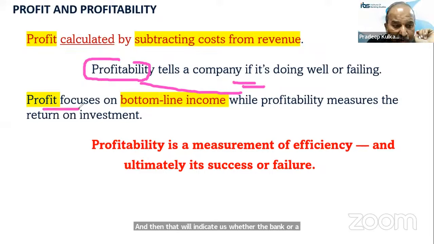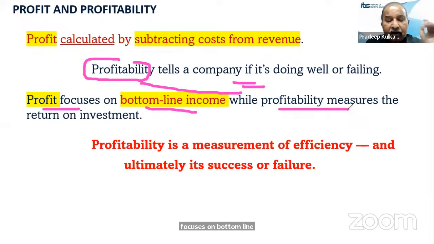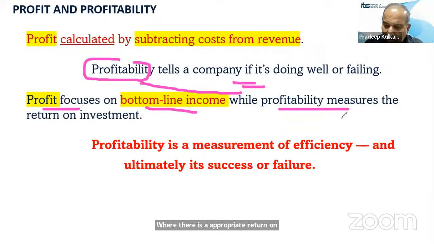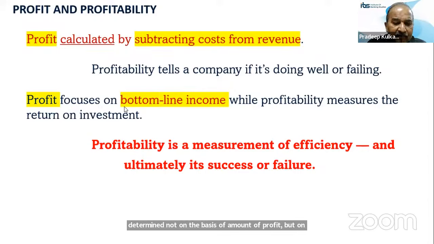Okay. So profit focuses on bottom line income, whereas profitability measures whether there is an appropriate return on our investment, or return on our equity. Equity means our capital investment. That must give me money, isn't it? And profitability is a measure of efficiency. Therefore, are we successful or do we fail? That is determined not on the basis of the amount of profit, but on the basis of profitability. Is it clear? Shall I move further?